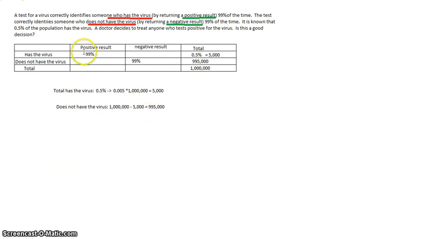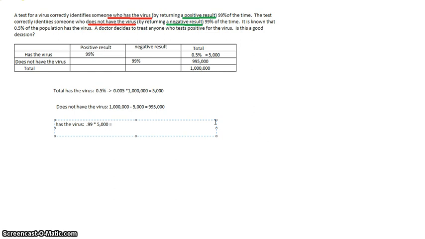Now once again, I want to turn these percentages into actual number of people. 99% of 5,000 has the virus. So what I'm going to do is take 99%, or 0.99, once again we're going to take the decimal and move it over twice to the left, times the number of people that we have. 5,000 people have the virus.